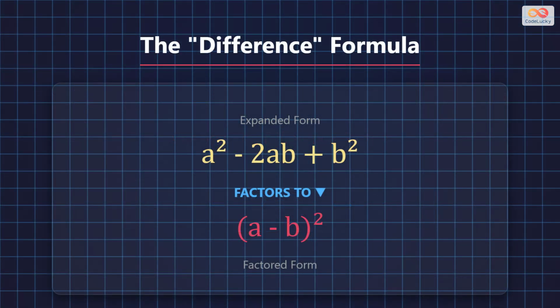A perfect square trinomial is simply the result of squaring a binomial. When you have a minus b squared, it expands to a squared minus 2ab plus b squared. Our goal today is to go backward, starting with the expanded version and factoring it back into the binomial squared.